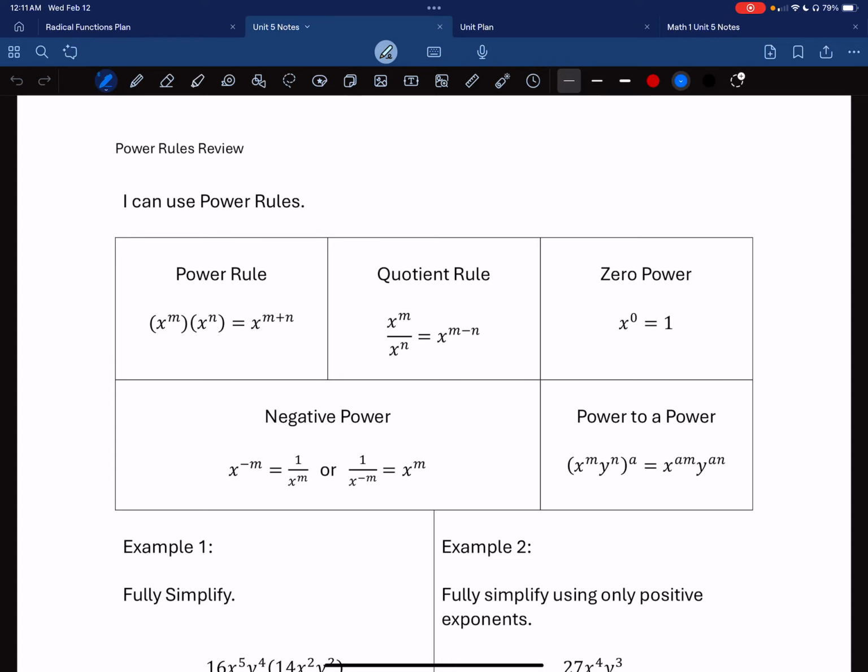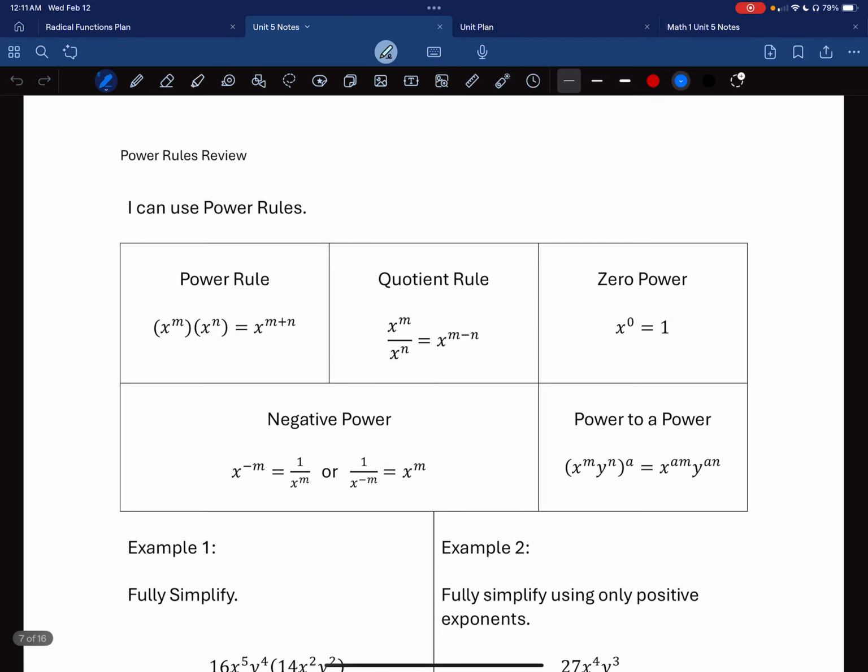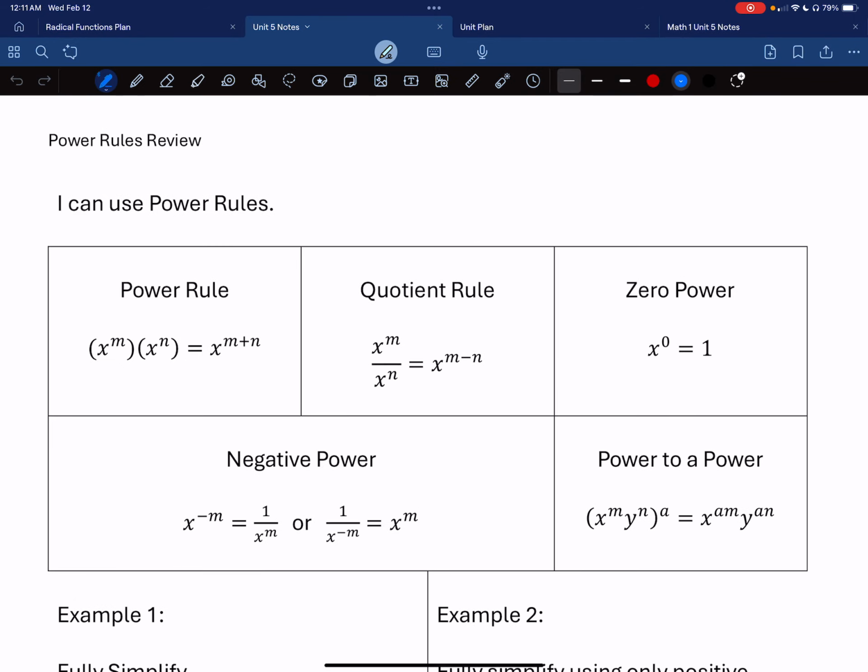Here are the notes for Math 3. We have our Lesson 1, and this lesson is going to be on power rules review. Okay, so here are all the power rules that we have talked about in math up until this point, right?